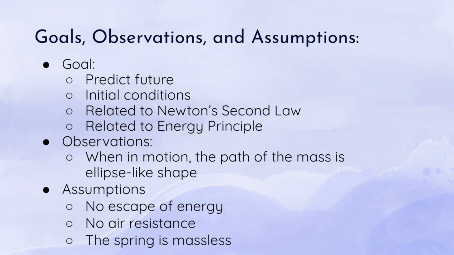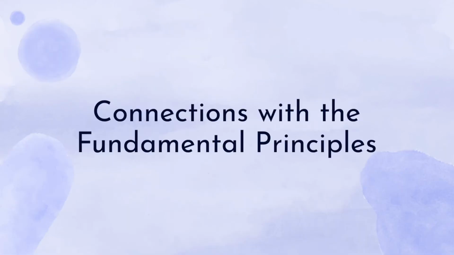A few observations we would like to make is that when it is in motion, the path of the mass is an ellipse-like shape. We will be assuming that no energy escapes, there is no air resistance, and the spring is massless. Moving forward, we will make some connections with our fundamental principles.